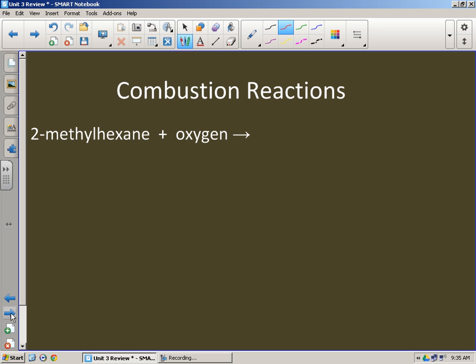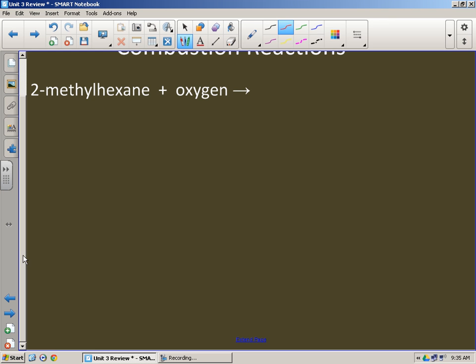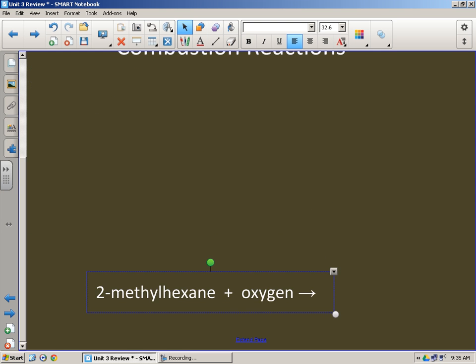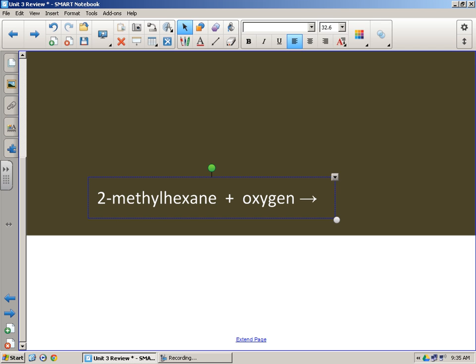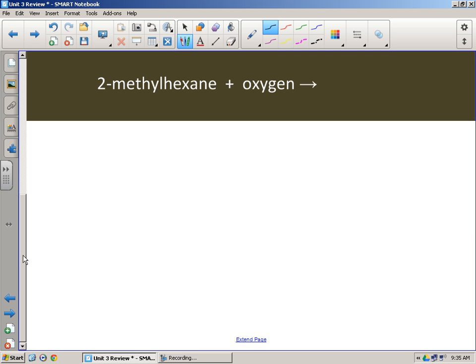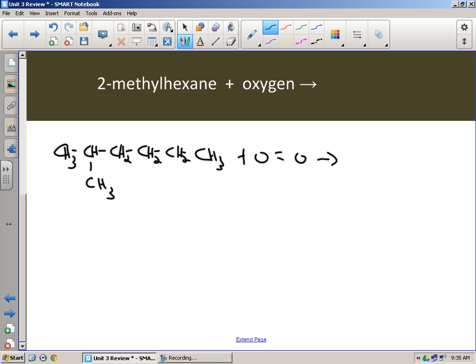Combustion reaction. So I'm going to switch this down and drag this right down here. All right, there we go. So 2-methyl hexane, 3, 4, 5, and oxygen. Obviously, you're probably going to have to draw these out first. Don't forget that is a double bond there, of course.